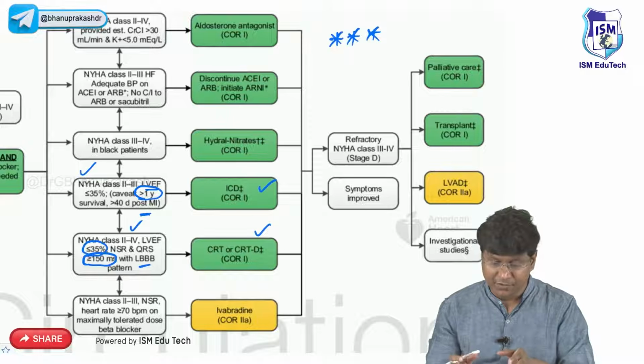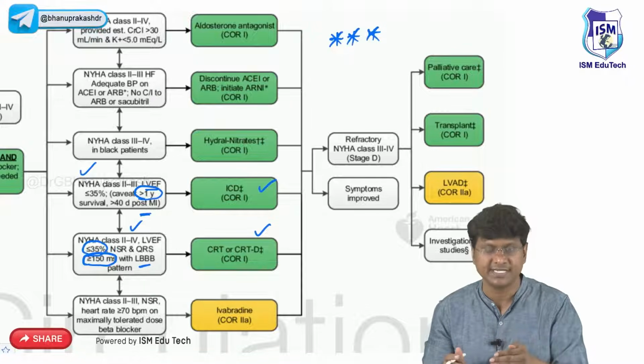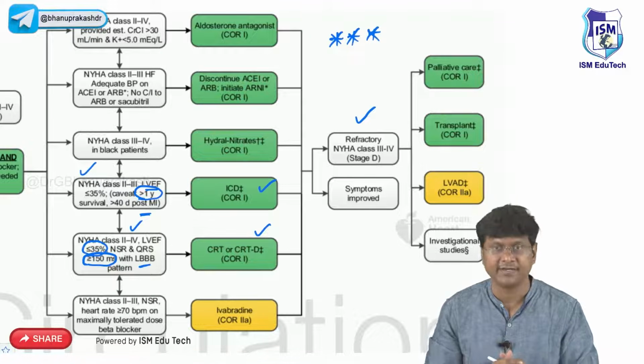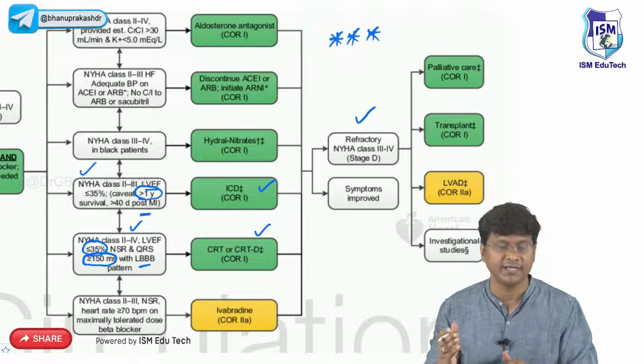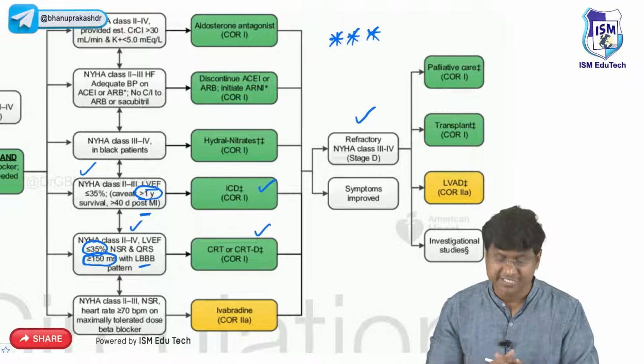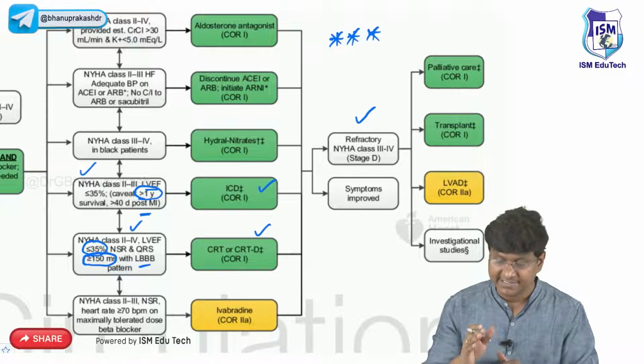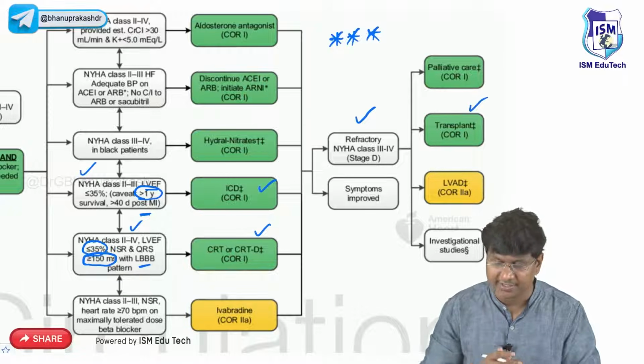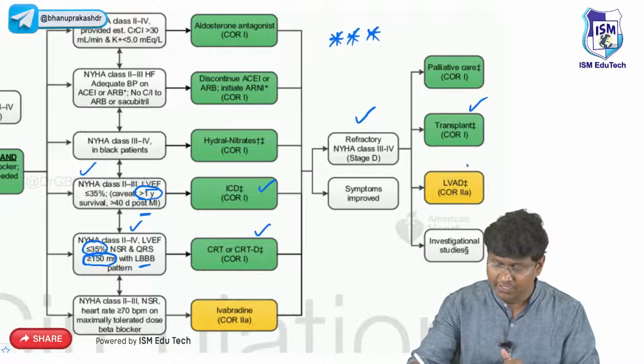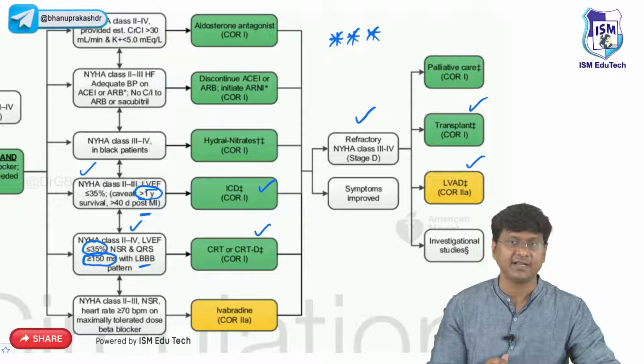Now, in spite of your ICD or your CRT, if the patient is still refractory, that means the individual is in NYHA class 3 or class 4 in spite of placing your CRT, then they are the candidates who require cardiac transplantation, who require the LVAD, that is left ventricular assist device.